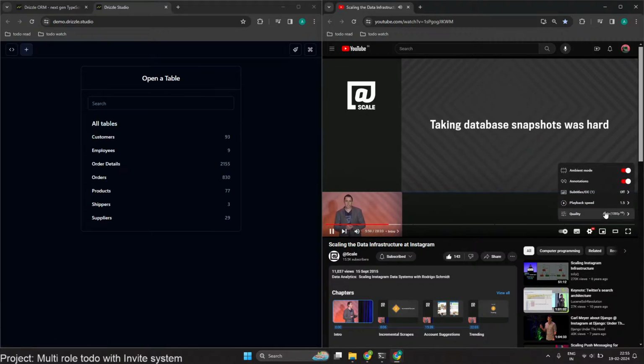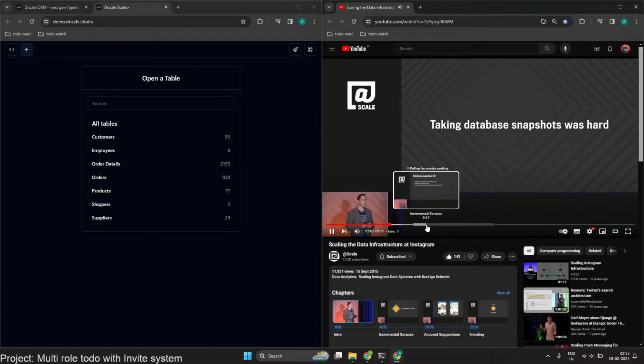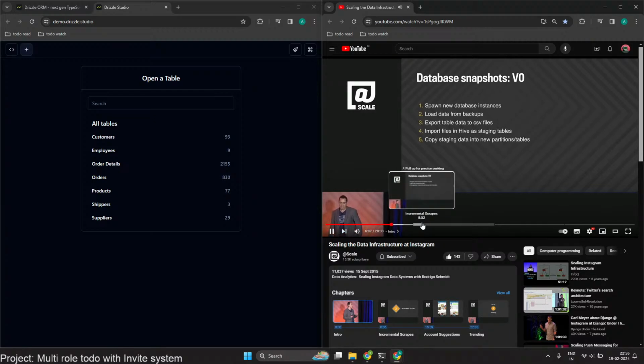So when we started the data team, taking simple database snapshots was quite hard. By that I mean we used Postgres. So taking a snapshot of the data that we have in our Postgres databases and putting it into Hive, somewhere that we could do some batch processing, that was hard. And that was the way it was being done before.